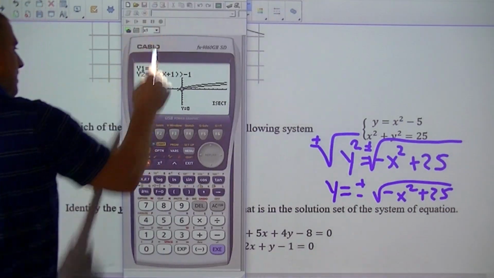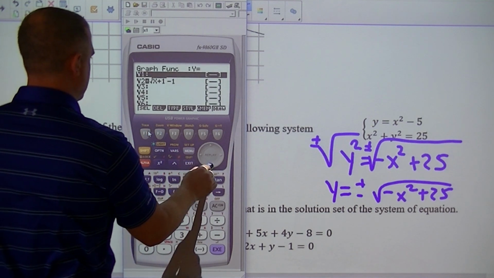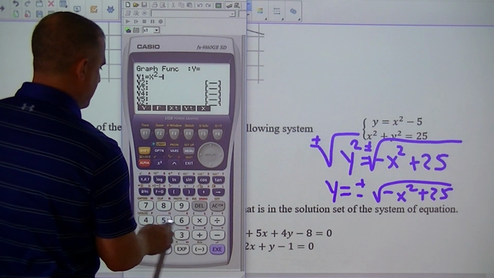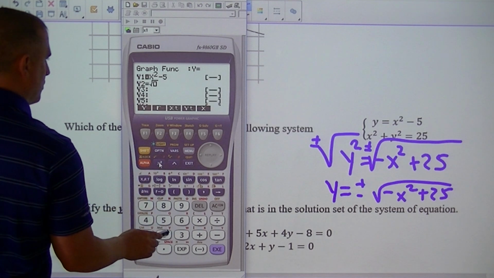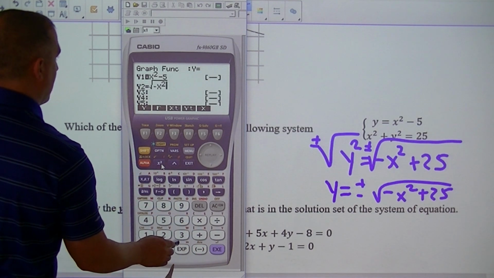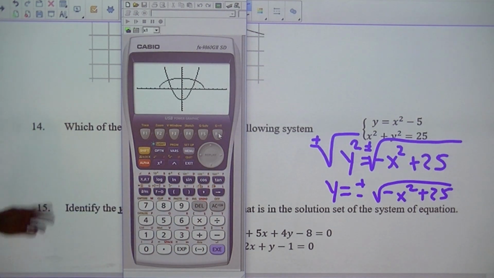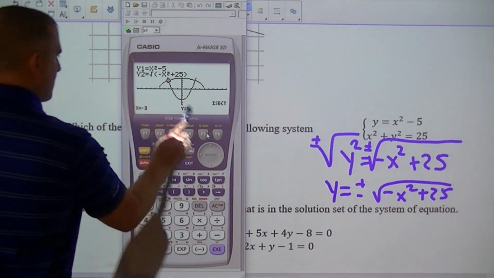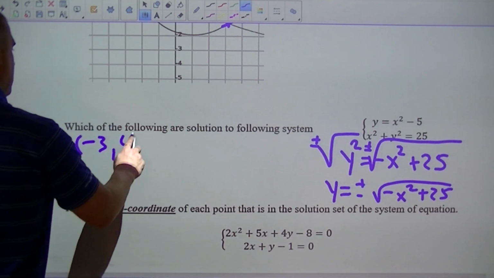This is how you graph this. What I'm going to do is I'm going to put x squared minus 5 in there. That's fine, because that's already in y equals. I'm going to start with just the positive square root, negative x squared plus 25. And I'm going to draw it. Okay? And I'm going to do G solve, intersect. I got negative 3, 4, and 3, 4. So negative 3, 4, and 3, 4.